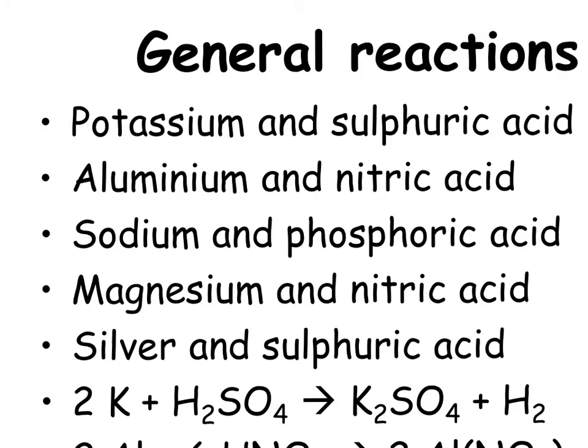I'm going to sometimes give you general equations. So let's say something like potassium and sulfuric acid, and there are a whole lot more going down. But if I were to do potassium and sulfuric acid, the metal is potassium. Sulfuric acid, H2SO4. The salt is the metal sulfate, potassium sulfate, and hydrogen. And then I will balance the equation. You'll need to work through all of these.